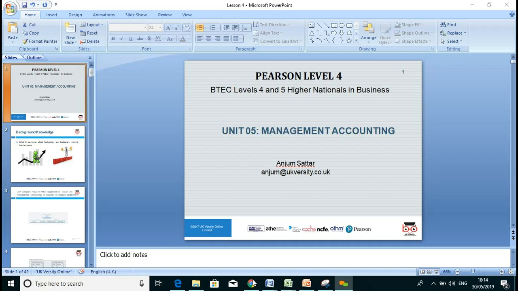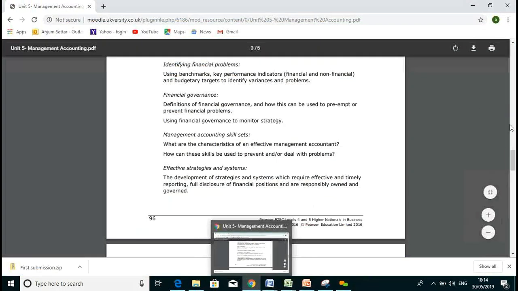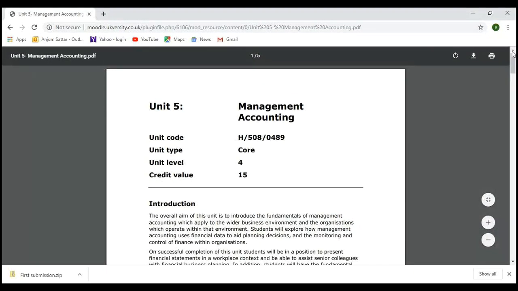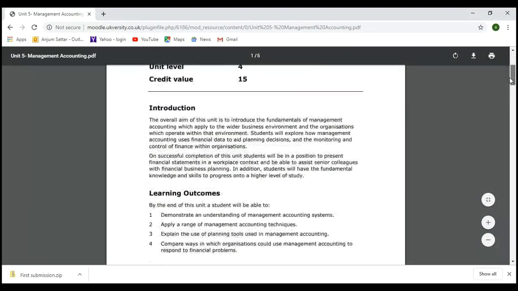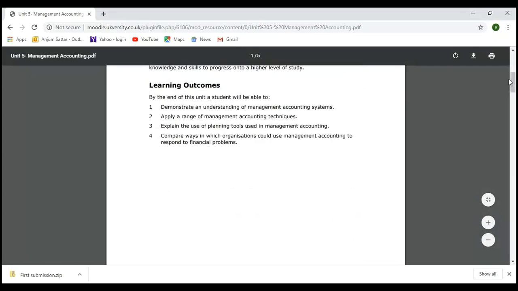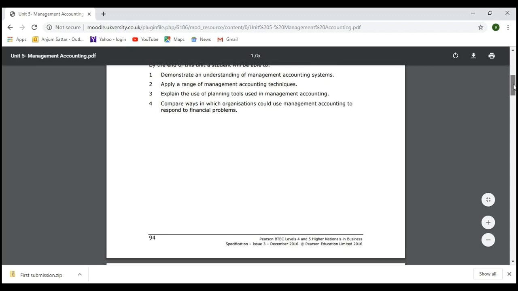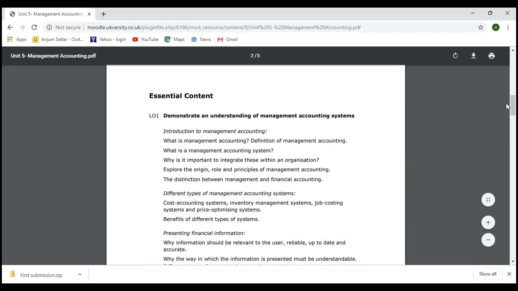We'll first recap what we have learned up to now in previous lessons. In this management accounting unit, we have four learning outcomes. In the first lesson, we discussed demonstrating understanding of the management accounting system. I then discussed applying a range of management techniques. Last lesson I explained the use of planning tools in management accounting.